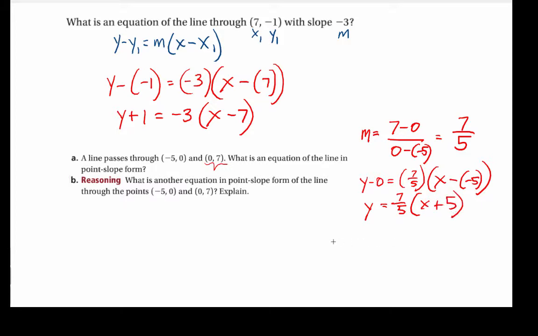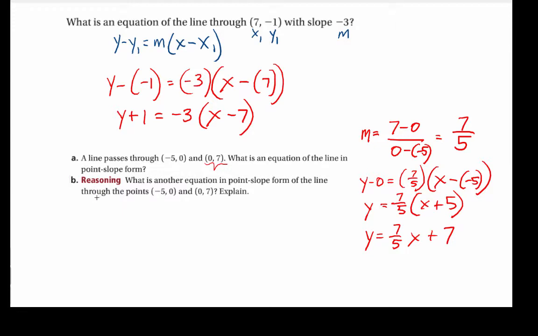Right? So there's our equation in point-slope form. Not quite slope-intercept form, but we could distribute the 7/5 and get this into slope-intercept form, and that would look like this. 7/5 times 5 is 7.